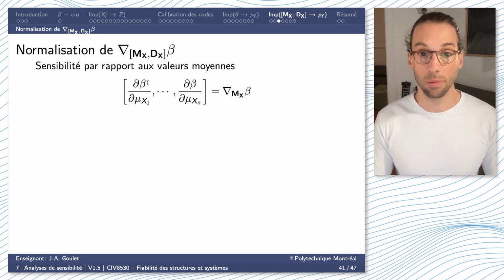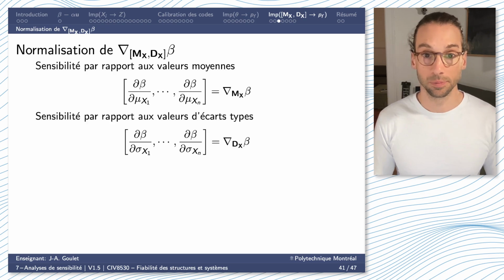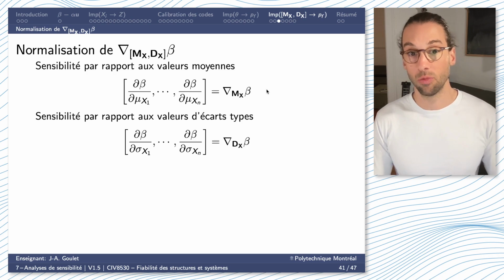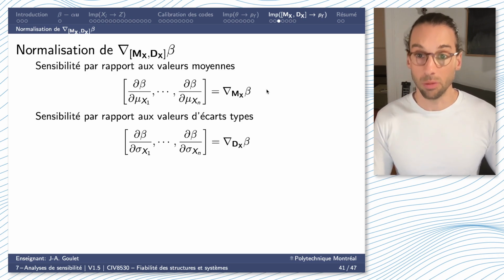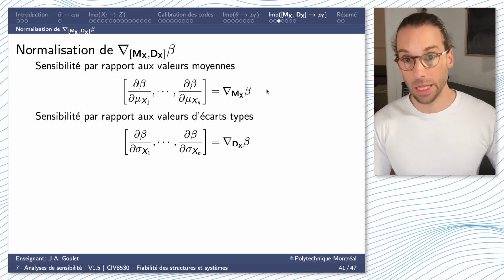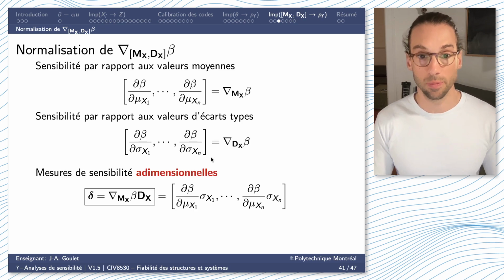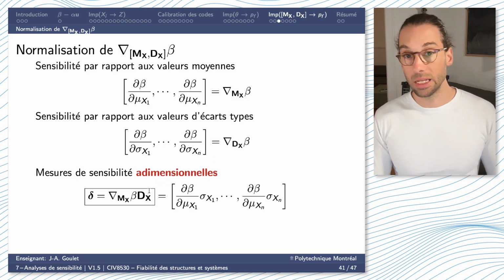This is what I'm looking for. So to obtain those sensitivities of beta with respect to the mean, I'm going to simply take the gradient I had before with respect to the parameter times the partial derivative of those native parameters with respect to the mean. I'm going to do the same thing with respect to the standard deviation. And then we can also make them adimensional.